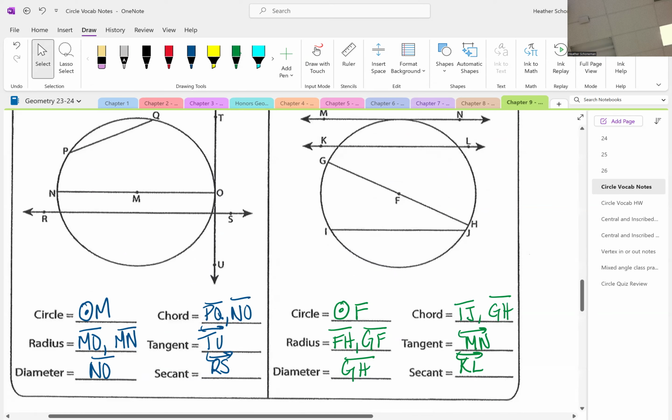Okay, here are the answers to 3 and 4. Remember that the notation of a circle is always a circle with a dot in the middle. And remember that a tangent and a secant are always going to be lines. The other ones are going to be segments. If you want to take a minute to copy this down, you can always pause the video.